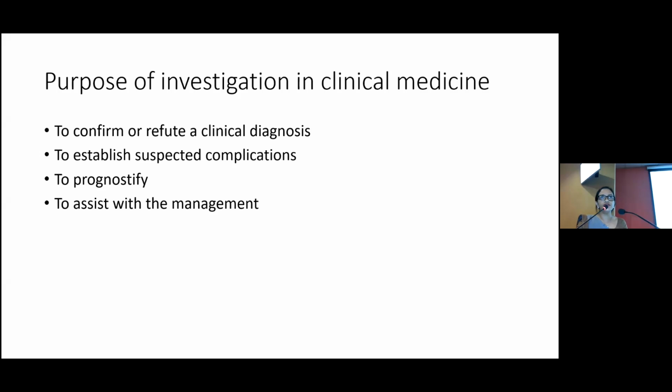So I would first like you to answer these questions. Why should we investigate in clinical medicine in any case? To confirm or refute a clinical diagnosis, definitely yes, but I say here to confirm or refute a clinical diagnosis, which means investigations should always be there to complement your clinical diagnosis. It's not an alternative to a good history and an examination. Secondly, to establish the suspected complications of the condition that you are thinking the patient is having. In some cases, you can have an idea about the prognosis of the condition through investigations and, of course, particularly in rheumatology, to assist with the management because we do all these monitoring investigations.